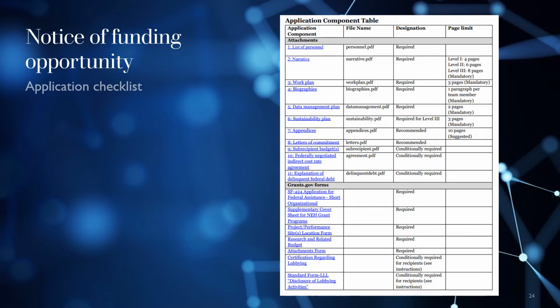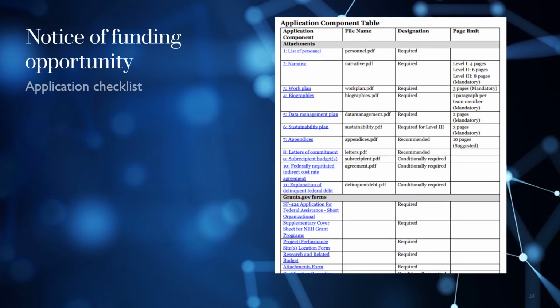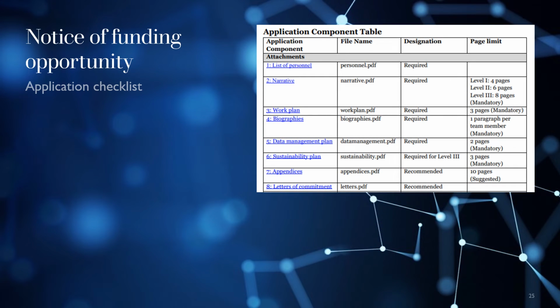Once you've identified the appropriate funding level for your project, you may wish to turn to the application component table on page 10 of the NOFO, which you can use as a sort of checklist as you're preparing the different sections of your application. Zooming in to the top portion of the table, you can see that certain sections are designated as required, recommended, or conditionally required. You can also see any page or paragraph limits.